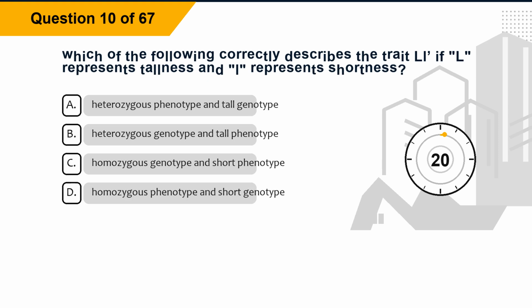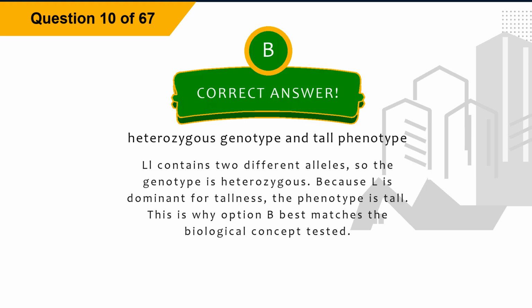Question 10. Which of the following correctly describes the trait Ll, if L represents tallness and l represents shortness? Option A, heterozygous phenotype and tall genotype. Option B, heterozygous genotype and tall phenotype. Option C, homozygous genotype and short phenotype. Option D, homozygous phenotype and short genotype. The correct answer is option B, heterozygous genotype and tall phenotype. Explanation. Ll contains two different alleles, so the genotype is heterozygous. Because L is dominant for tallness, the phenotype is tall. This is why option B best matches the biological concept tested.